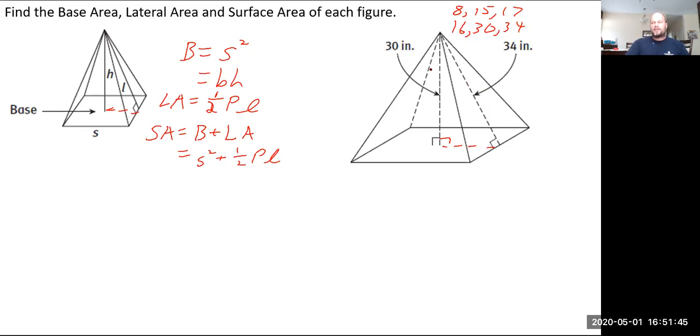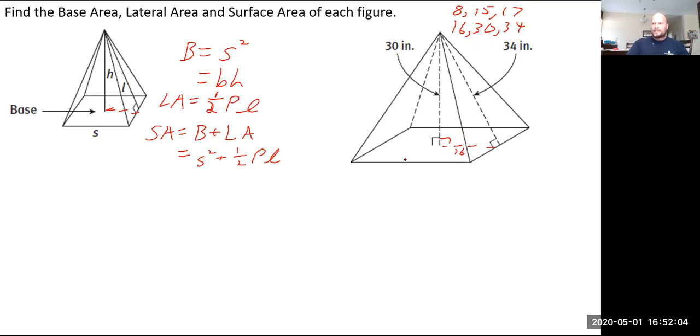The 30 would be one of your legs. You'd have to find the other leg. All right, I'm not going to go through all that work. I'm not going to do Pythagorean theorem every single time, especially when we get to bigger numbers like this, because the whole reason you're supposed to know your triples is so that we don't have to do that every single time. So we have 34, we have 30. So the missing side here is 16.